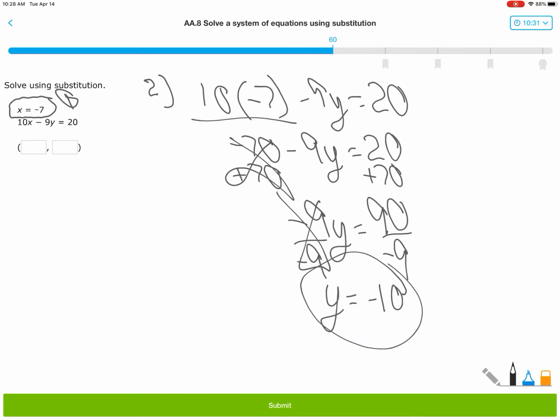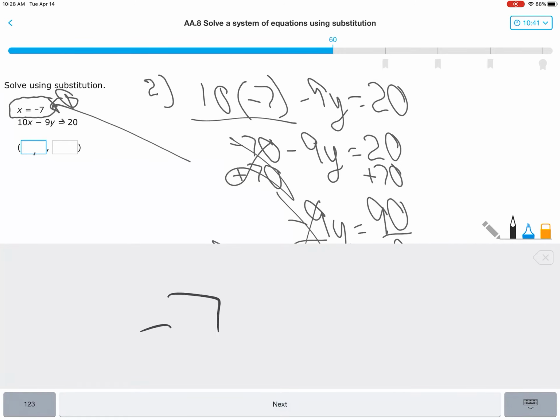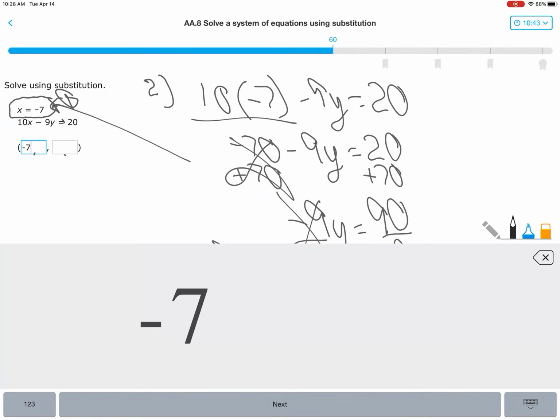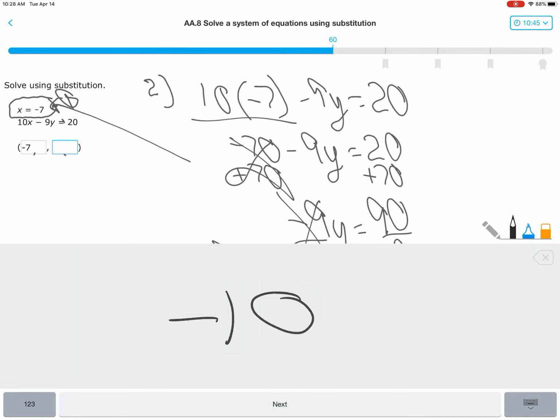So I've got the two answers again. I've got the x up here they gave me right away, and I've got the y down here that I just found. X goes first, negative 7, negative 10, negative 7, negative 10.